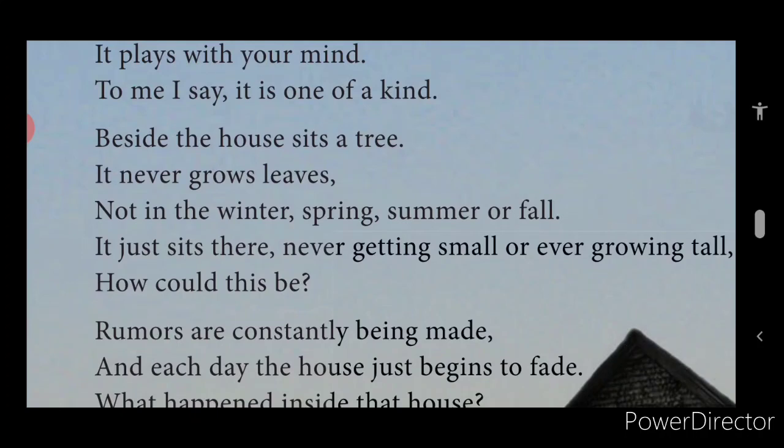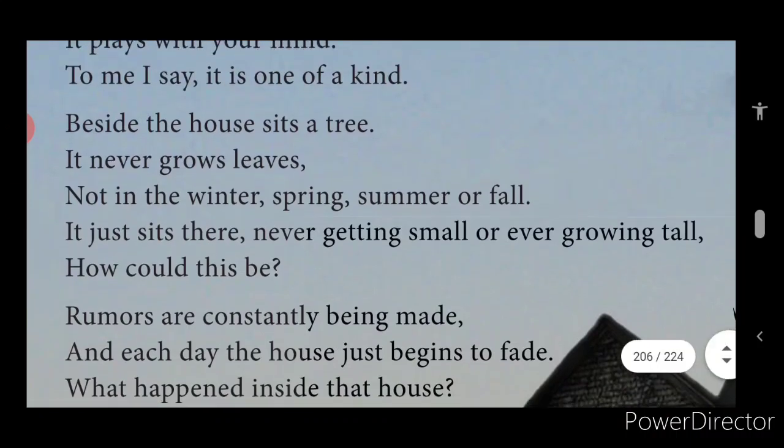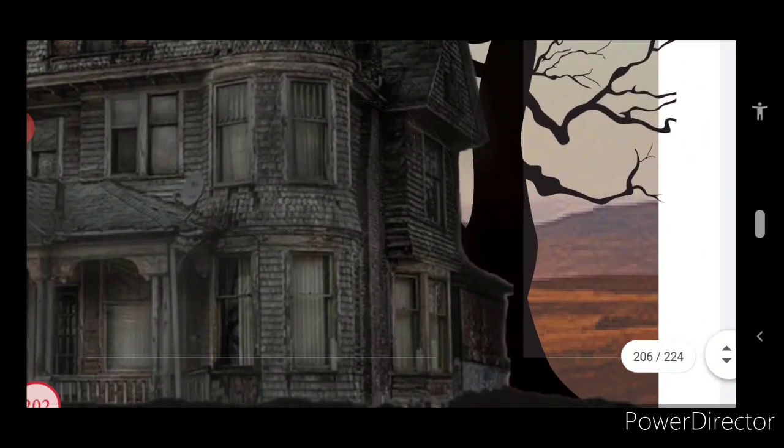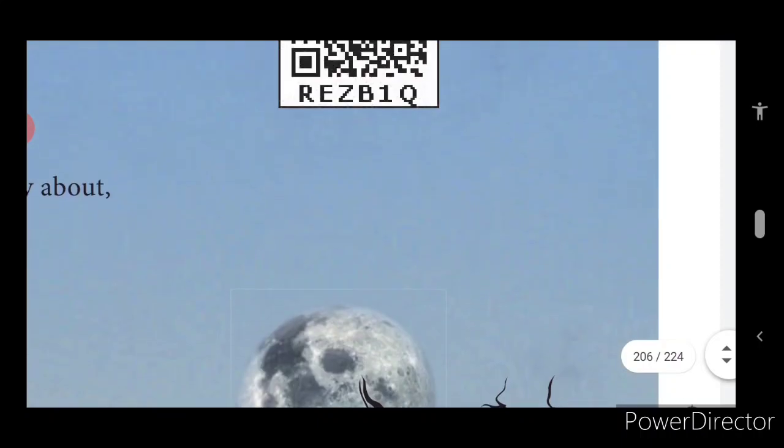Beside the house sits a tree. It never grows leaves, not in the winter, spring, summer or fall. It just sits there, never getting small or ever growing tall. How could this be? Besides the house, there's a tree. You could see a tree very close to the house.